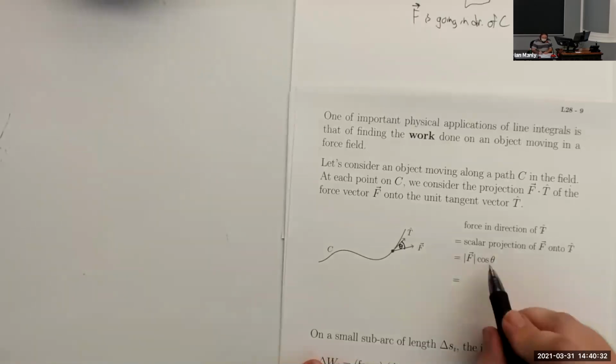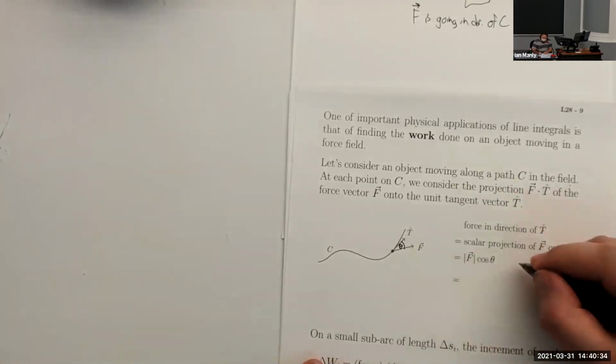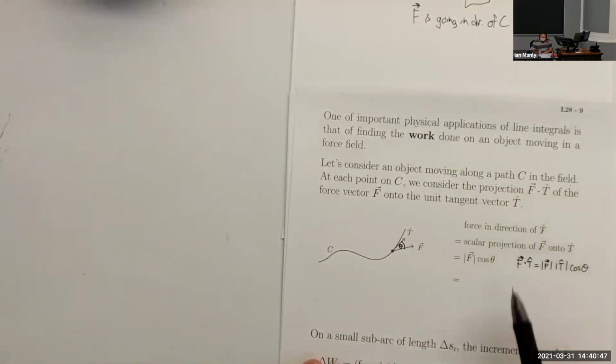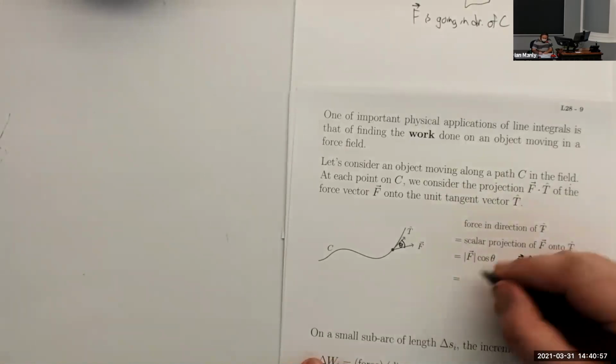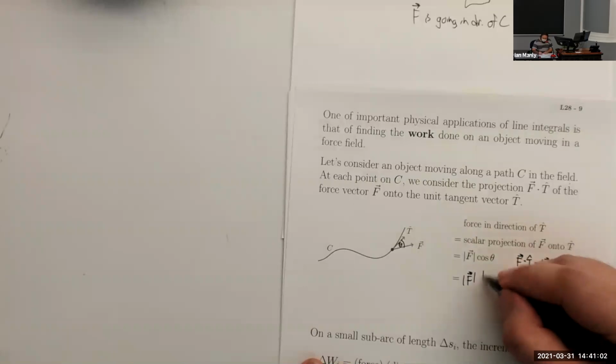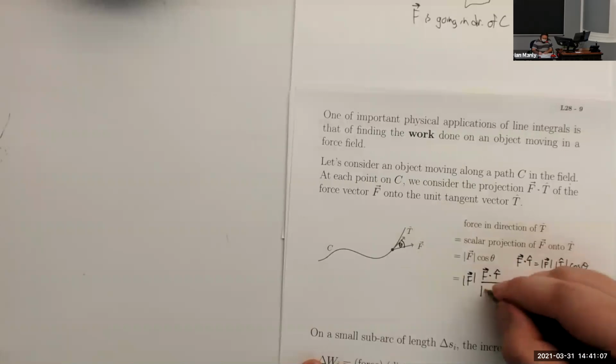All right, now what's cosine of theta? Well, remember that F dot T hat is the magnitude of F times the magnitude of T hat times cosine of the angle between them. So if we want another way of writing this cosine right here, what we could do is just divide by these right here. So this cosine of theta is going to be F dot T hat divided by these two magnitudes.